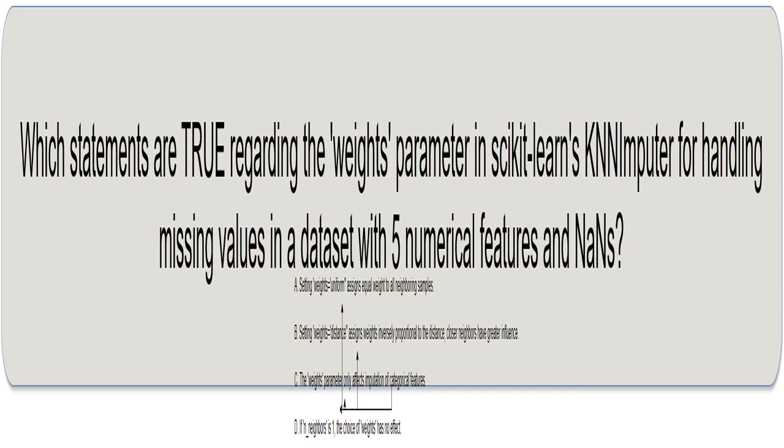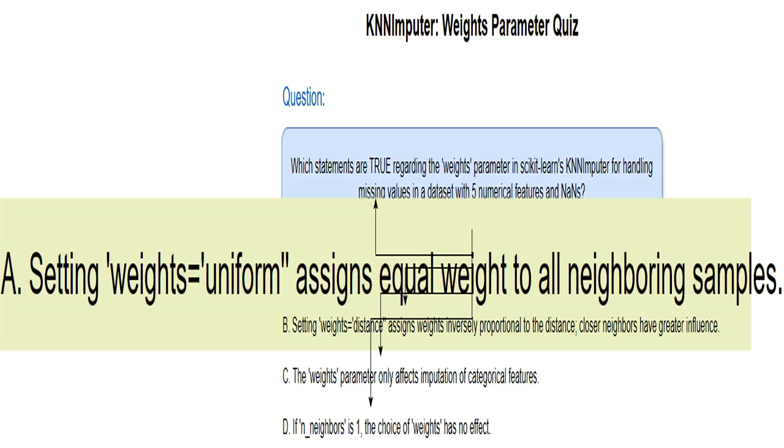Think of it like a democracy. Each neighbor gets one vote. Here, the distance weighting is explained. This time, I'm giving more weight to closer neighbors when computing the average that fills in missing values. The closer a neighbor, the stronger its voice in determining the imputed value.